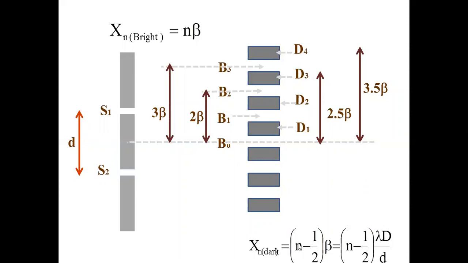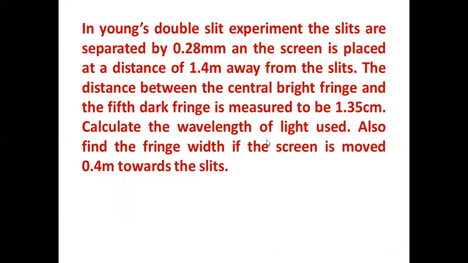But they will put n as the next number, the previous number. For example, for the 7th fringe, they will put n equals 6. Instead of that, you follow this one. Only one method is enough. For the 7th fringe, it is 6.5 beta, because every dark fringe is half beta less in distance. Okay, we'll move on to the problem now.